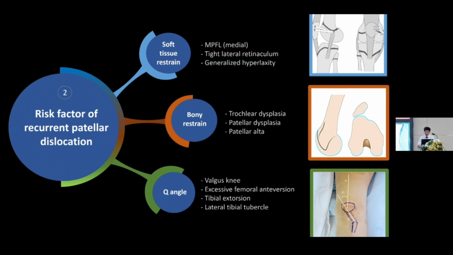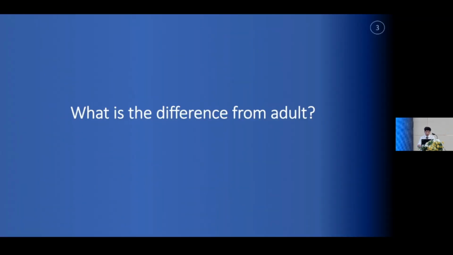About the risk factors, there are 3 main risk factors for recurrent dislocation. First is soft tissue, second is the bony morphology, and the third one is the fracture that affects the Q angle. What is different from adults? In this section, I will discuss the important factors that may differ from or be similar to those in adults.